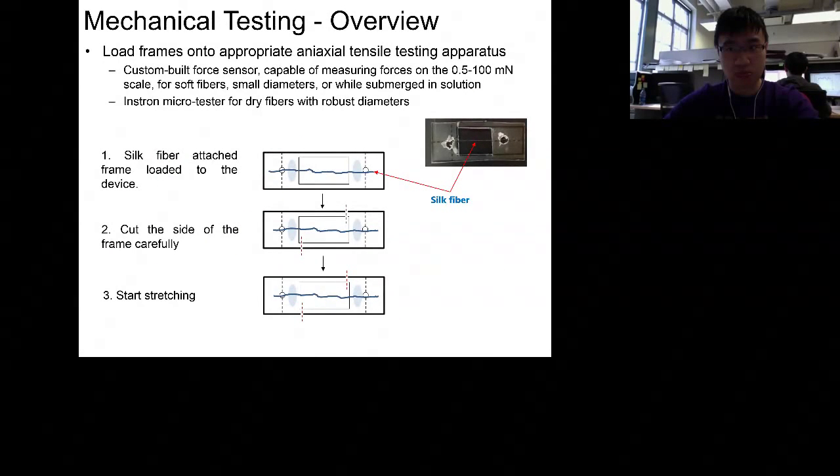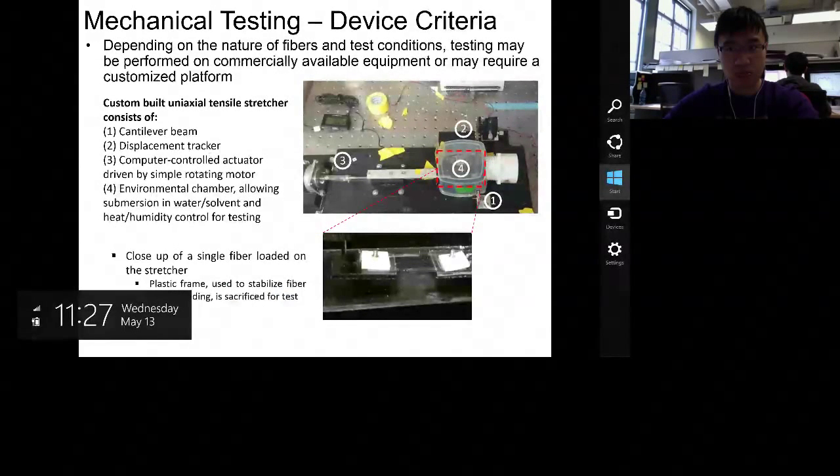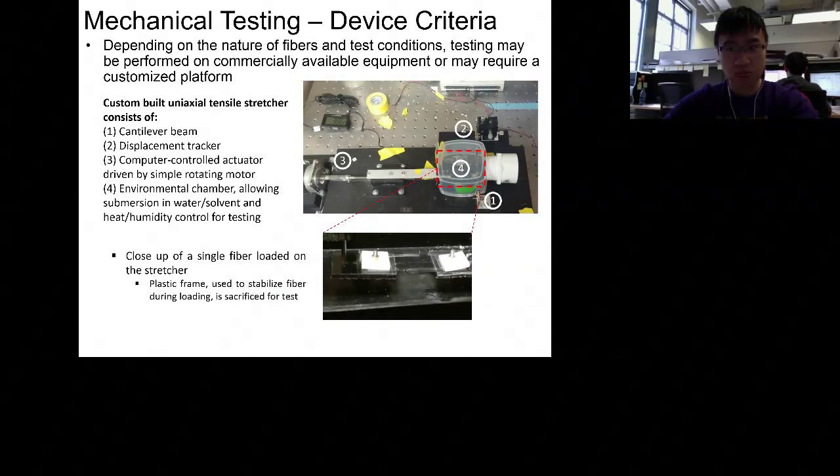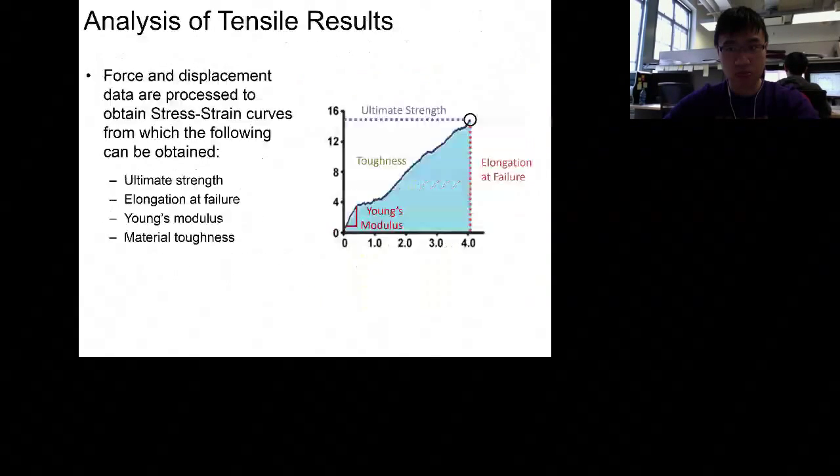Okay, so then moving on to the mechanical testing again. This is just describing how we can actually load these materials and start stretching. This is a custom built apparatus made in my laboratory where we can measure fibers and also very weak films. The point is that you can track this and also do it under different conditions if you wanted to change pH and temperature and things.